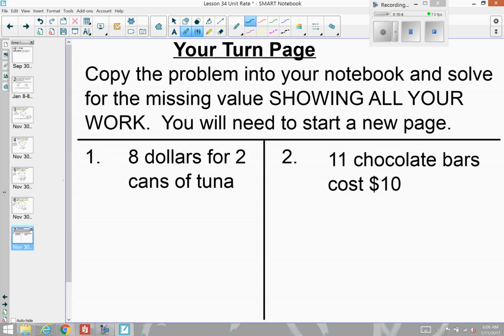All right, we're at the end of our lesson, so now it's time for the Your Turn page. Here, you're going to need to start a new page, do your 6 boxes, label them, copy down our 2 problems, and show all your work to find the value. Good luck. I'll see you next time.